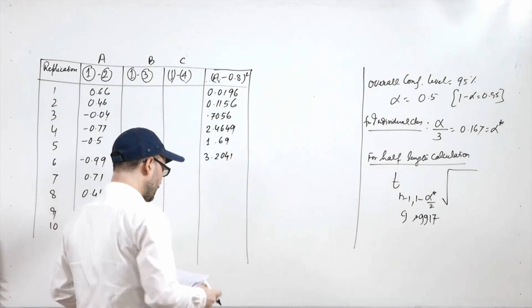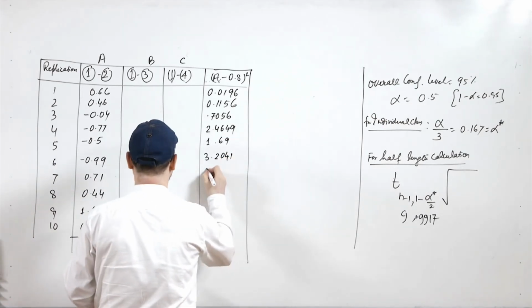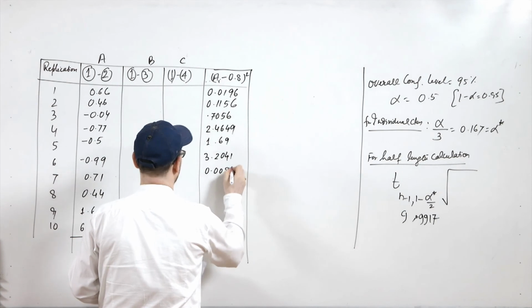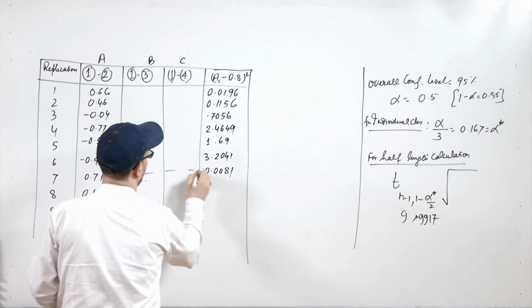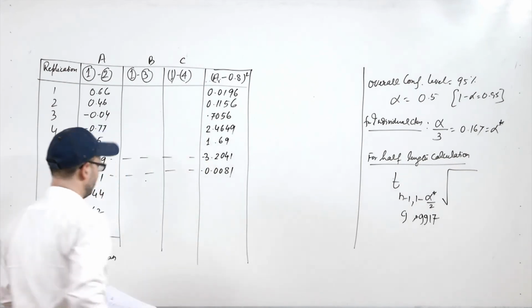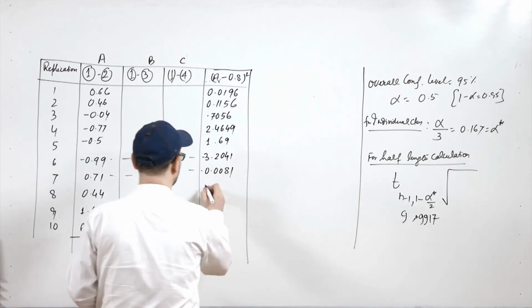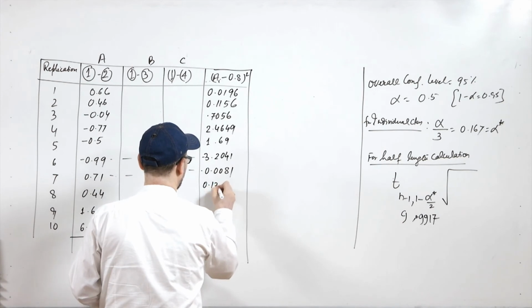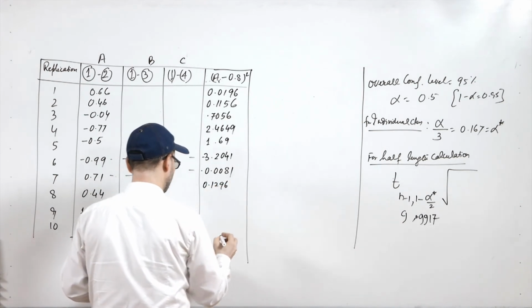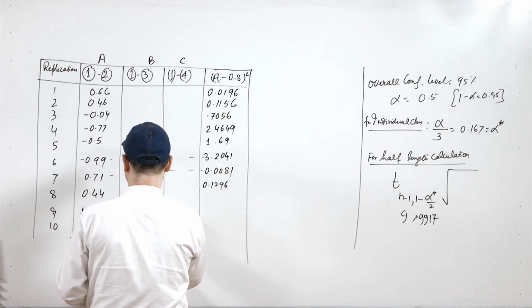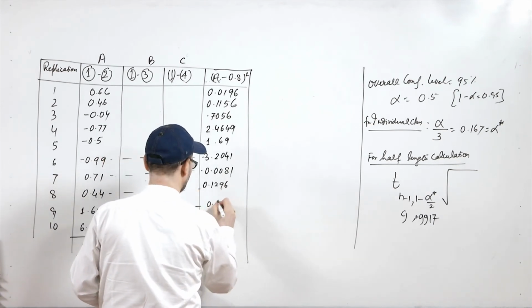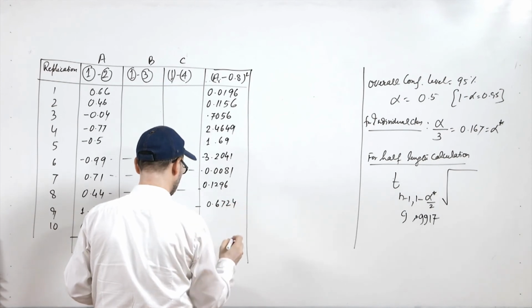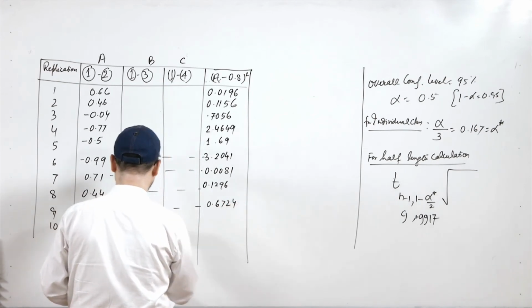So, this way we can find all the values: 0.0081, that is for the 7th value, this is the 6th value. Then further you have 0.1296, then you have 0.6724, and the last one you have 31.4721.